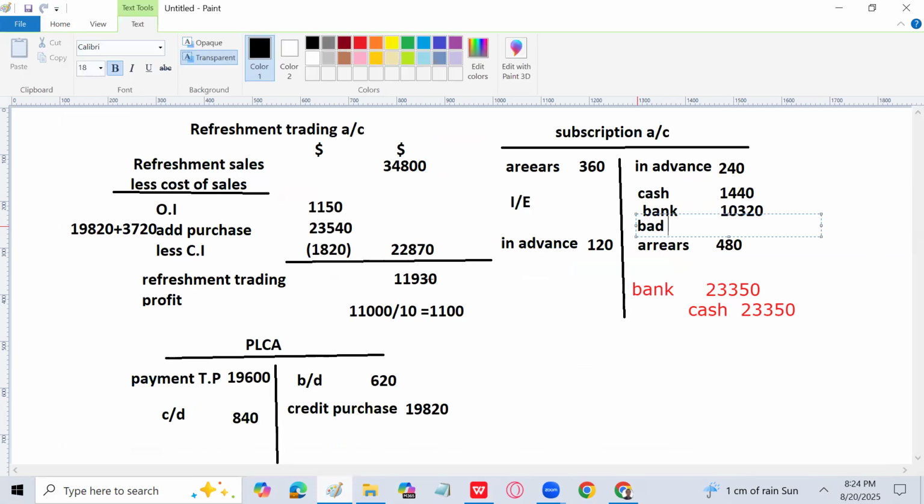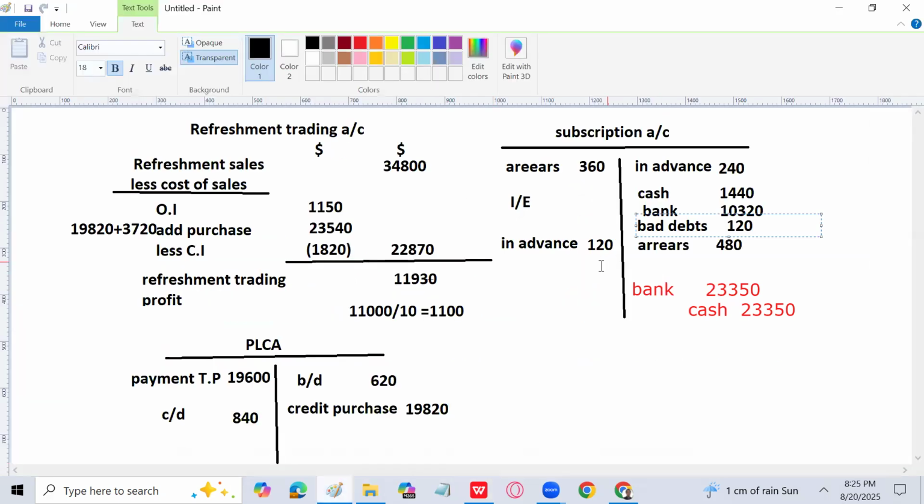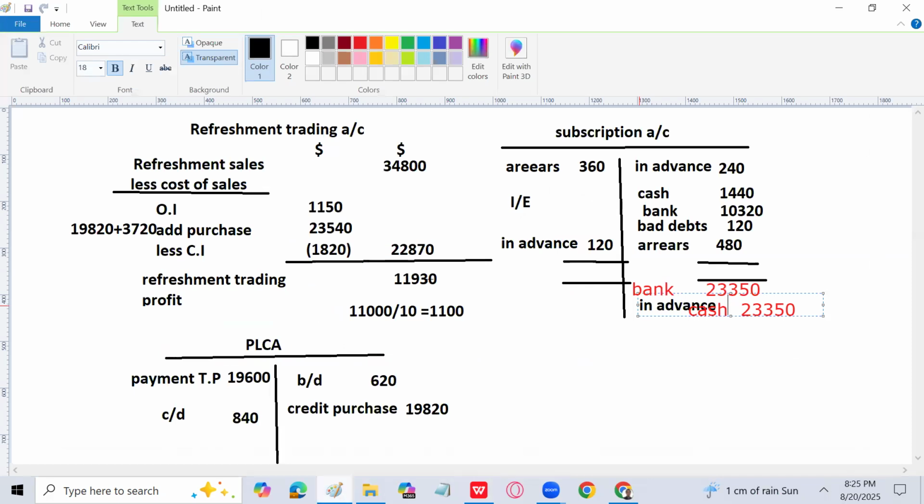Now here comes the difference of the two sides, which will be written with the name income and expenditure account, but we have some bad debts, or irrecoverable debts, and that is going to be 120. How come, sir? Because he has written under the subscription that $120 outstanding at the start of the year was considered irrecoverable and written off. So the entry will be bad debts debit, or irrecoverable debts debit, and subscription credit. Subscription account is going to be credited because of the bad debts. Now I will go for the total of the two sides, and the credit side minus the debit side will give the income and expenditure account figure. But remember that you have to write the in advance brought down for the next year, because otherwise your marks will be deducted. So this is how the paper will be set.